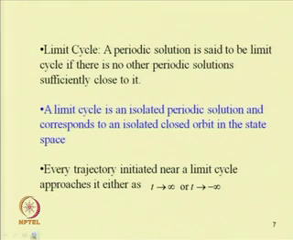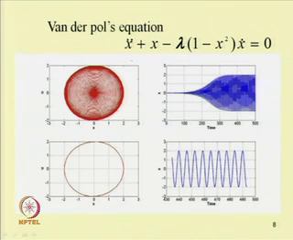So, let us see some other equation. For example, let us take the van der Pol equation. In case of the van der Pol equation, the equation can be written in this form: x double dot plus x minus lambda into 1 minus x square x dot equal to 0.